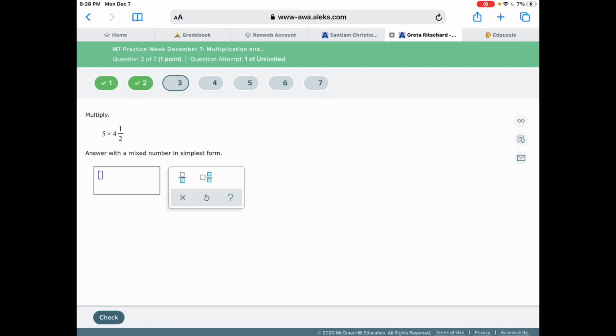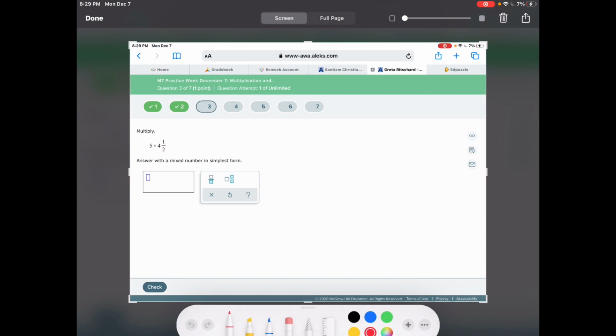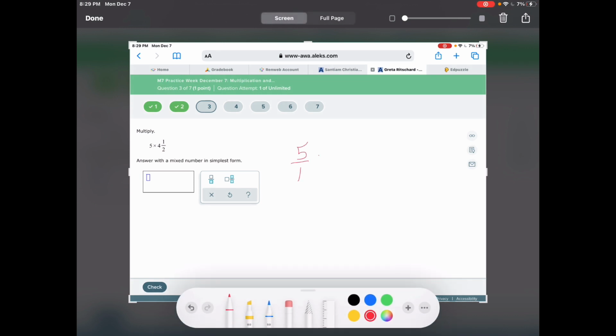All right, this one's going to be the same thing except that I'm going to put 5 over 1. I'll do that real fast. 5 over 1 times 4 times 2 is 8. 8 plus 1 is 9 over 2. Nothing to cancel. 45 over 2. 2 goes into 4 2 times, and 2 goes into 5 2 times with 1 left over. That makes sense because 22 plus 22 is 44 with 1 left over. 22 and a half.